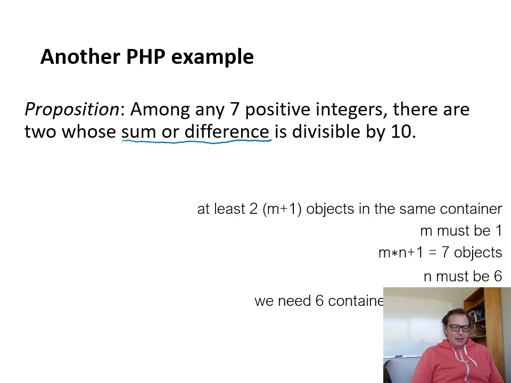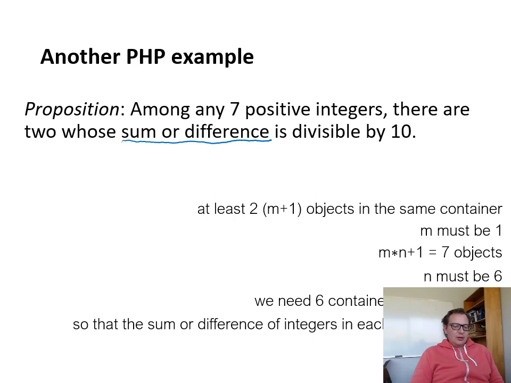Okay. So once we figure out that we need 6 containers, the question is now, what is the strategy that we are going to use to place these 7 positive integers in these containers to be able to prove this proposition? And this part requires a little bit of thinking, and even more importantly, it really helps to practice problems to be able to derive this strategy effectively and quickly. Okay, so how would we do it in this case?